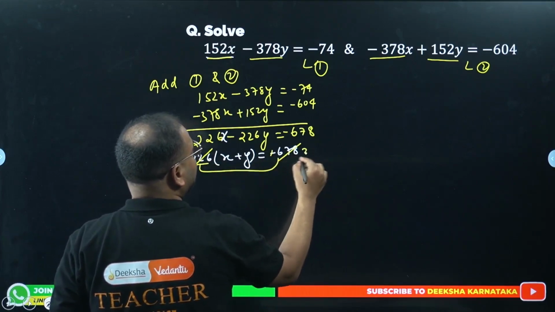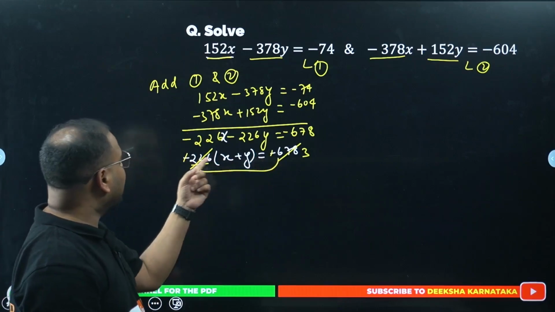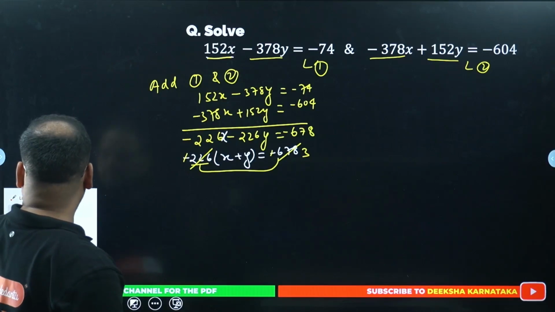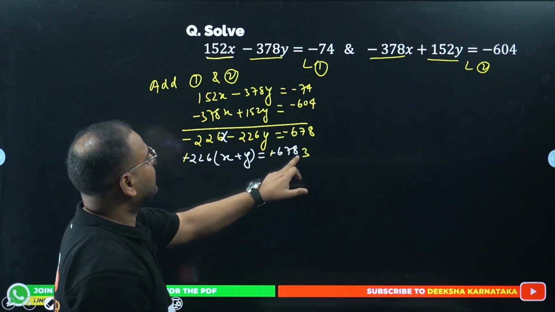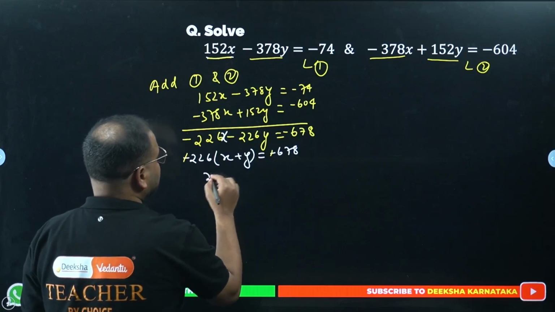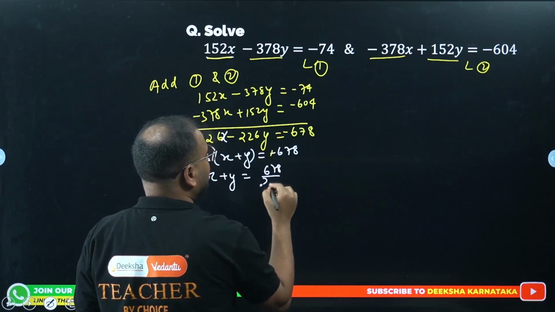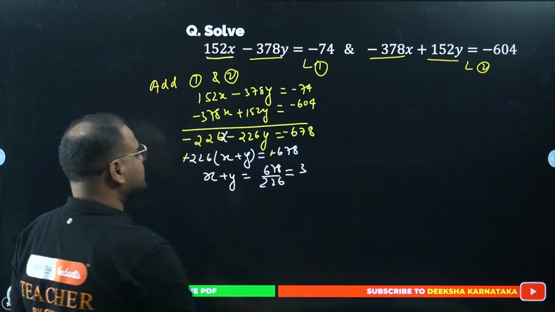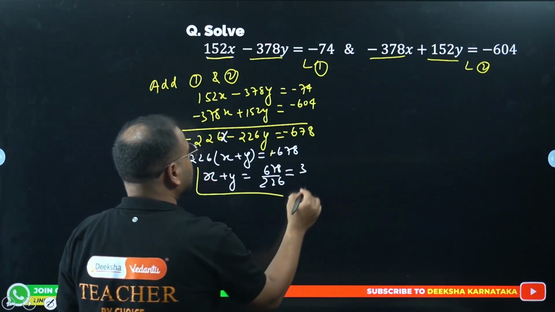6 3s are 18, check it out. It is going to be 3. 6 3s are 18, 2 3s are 6, 1 7, and 2 3s are 6. So 678 by 226 will become 3. Looks complicated? Confused? Okay, I'll simplify this in the next step. I'll write one more step. So x plus y is equal to 678 by 226, which is 3. So from here we get x plus y equal to 3. One of my equations is sorted.